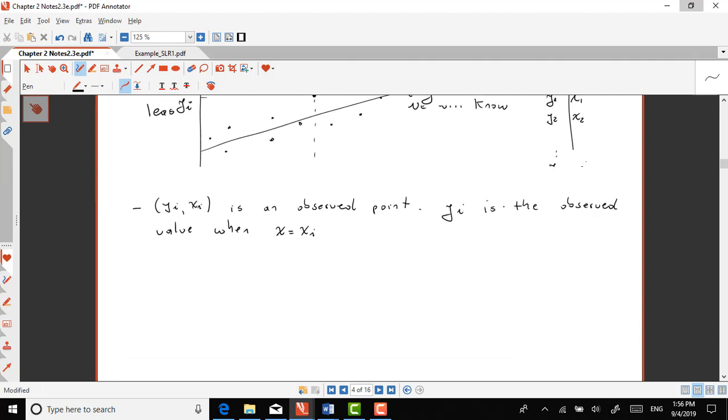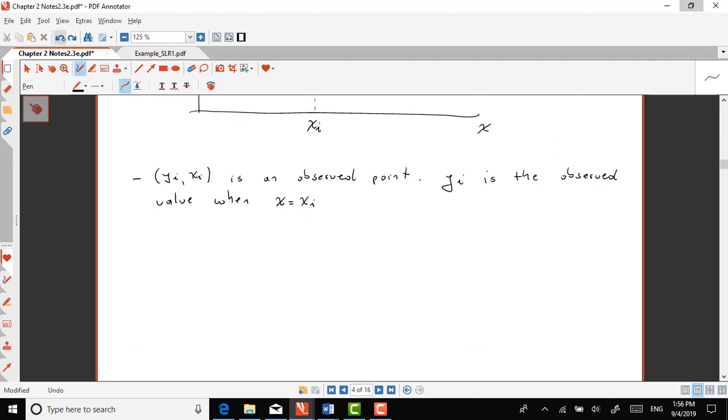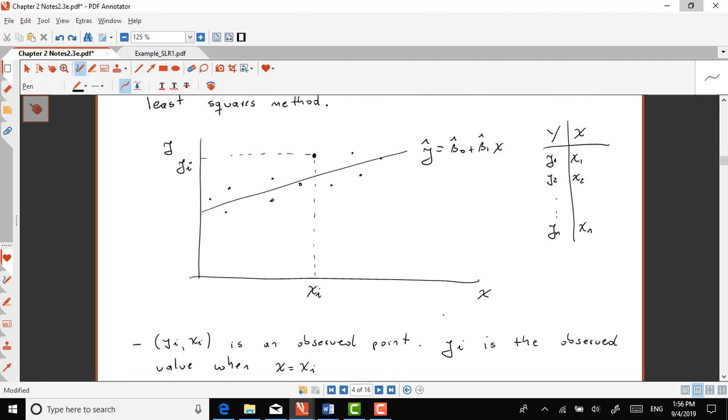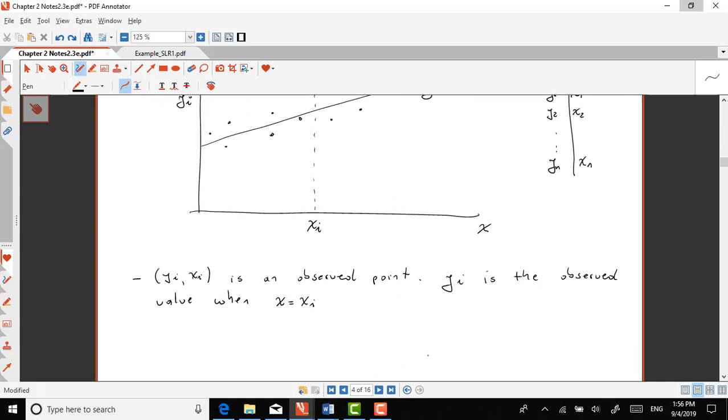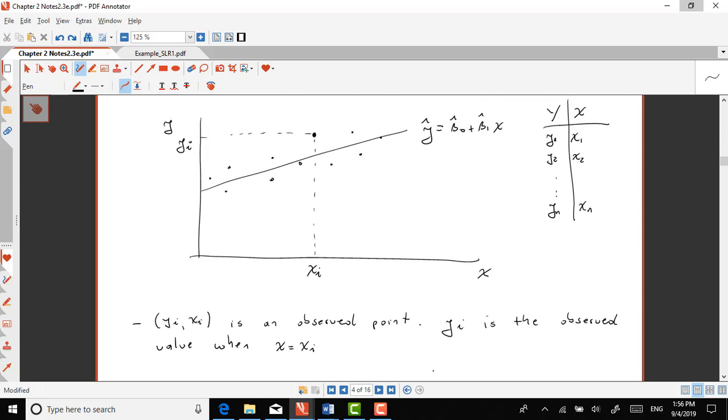That looks pretty bad. Okay, that looks better. Okay, everybody's following? So, we just pick a point. So this is the yi, xi point.